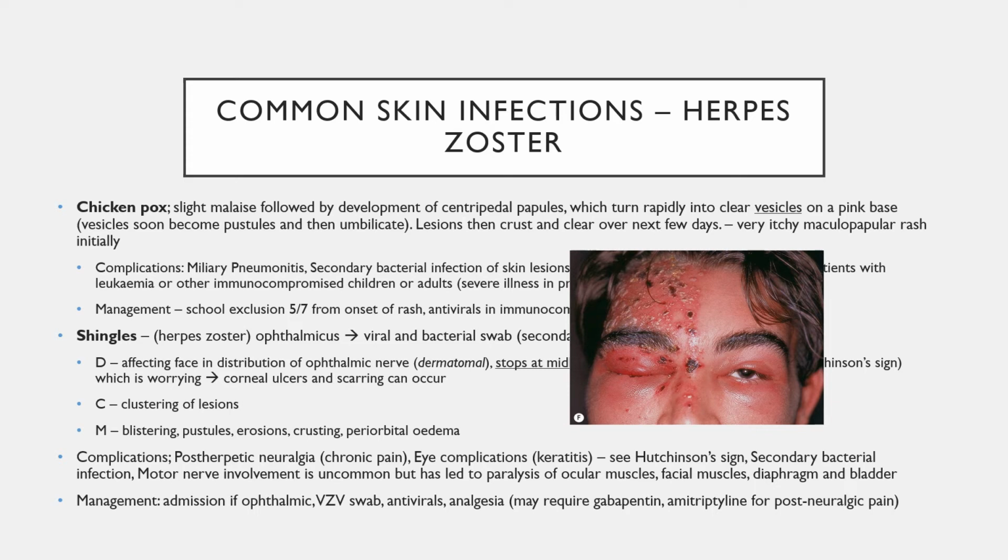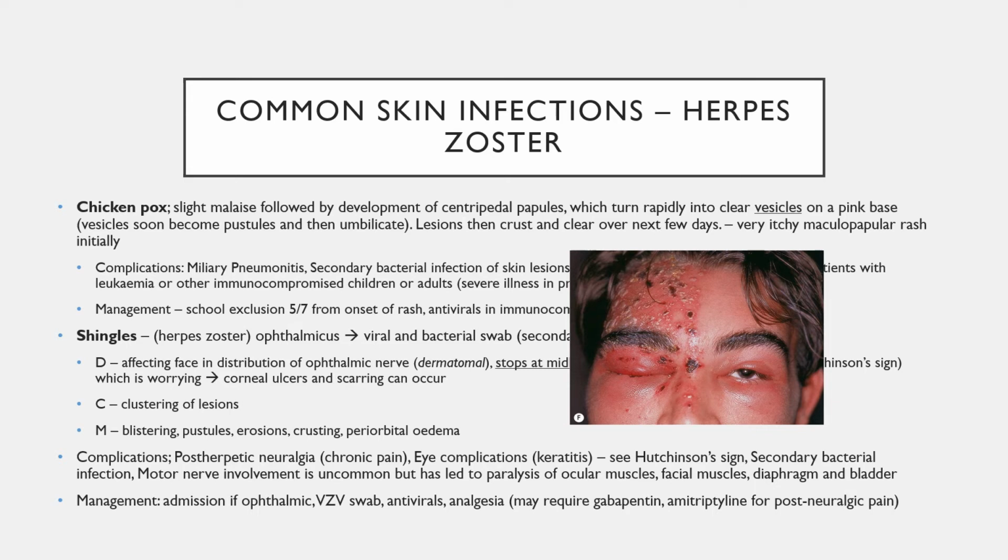It's quite easily managed. You treat with permethrin cream, which the patients put all over their body and then wash off after 8 to 12 hours, and then repeat this after 7 days. It's important to treat all family members, housemates, or anyone in contact at the time, because it can spread very easily, and encourage people not to share towels and that sort of thing.